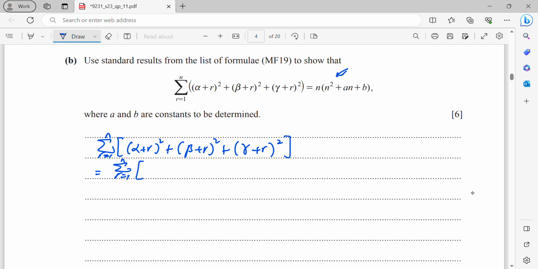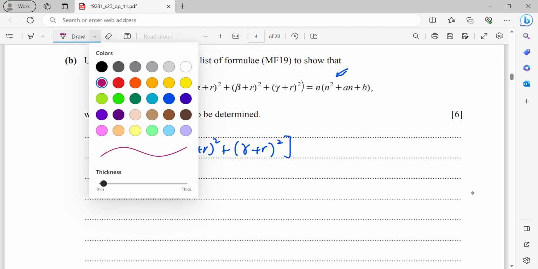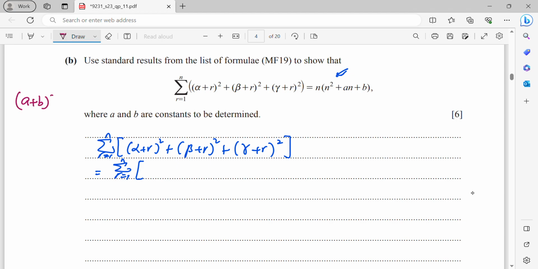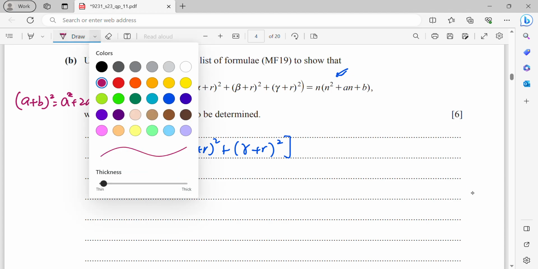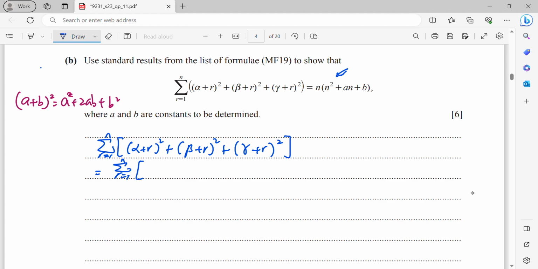When you square alpha plus r, I'm going to use a plus b squared, which is a squared plus 2ab plus b squared. So now you will get alpha squared plus 2 alpha r plus r squared for the first bracket. And then the second expansion will be beta squared plus 2 beta r plus r squared. And then the last expansion will be gamma squared plus 2 gamma r plus r squared.